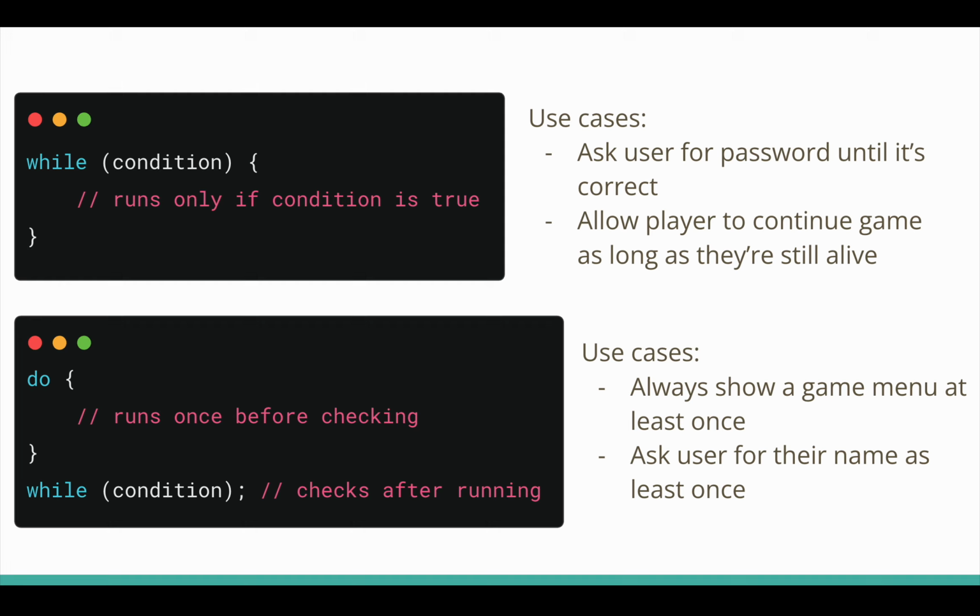So we have the while loop, and it looks like this. It's while the condition within the parentheses, and then the code goes inside the curly braces. You would typically use this when you're asking the user for the correct password until it is valid, or you would allow the player to continue playing a certain game as long as they're still alive.